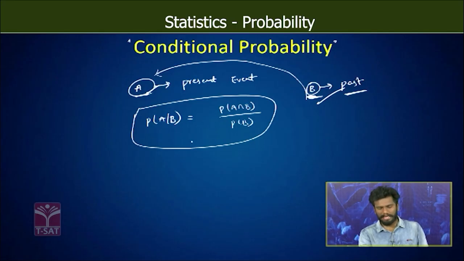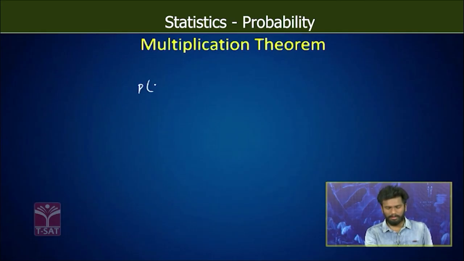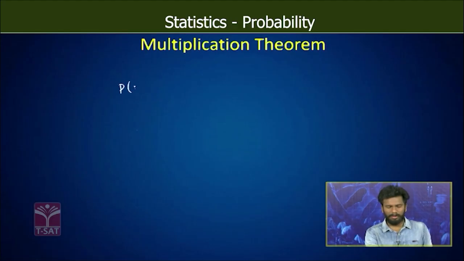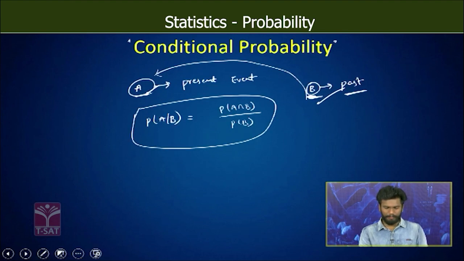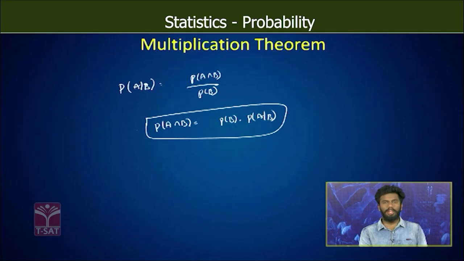So it's given that P of A given B is nothing but probability of A intersection B divided by probability of B. From this we can extend and form the multiplication theorem. So first, what is the conditional probability? P of A given B is equal to P of A intersection B divided by P of B. Now the multiplication theorem says that P of A intersection B is equal to P of B into P of A given B. So this is our multiplication theorem in probability.